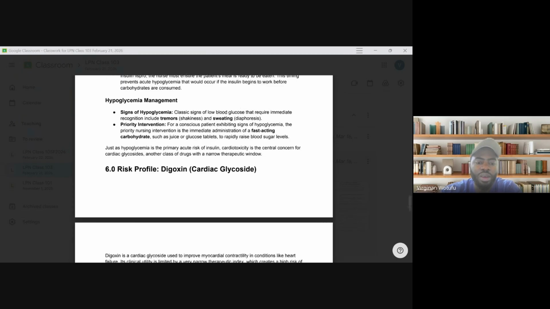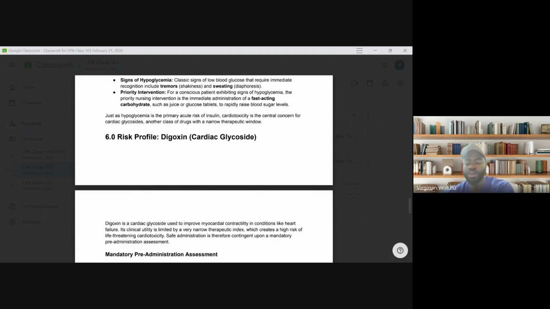Our next on the list of high priority medications is digoxin, which is a cardiac glycoside, and it's used to improve myocardial contractility in conditions like heart failure. It has a very narrow therapeutic window of 0.6 to 1.2, so the measurement is supposed to be near accurate, and assessment is always a priority. It requires close monitoring all the time.